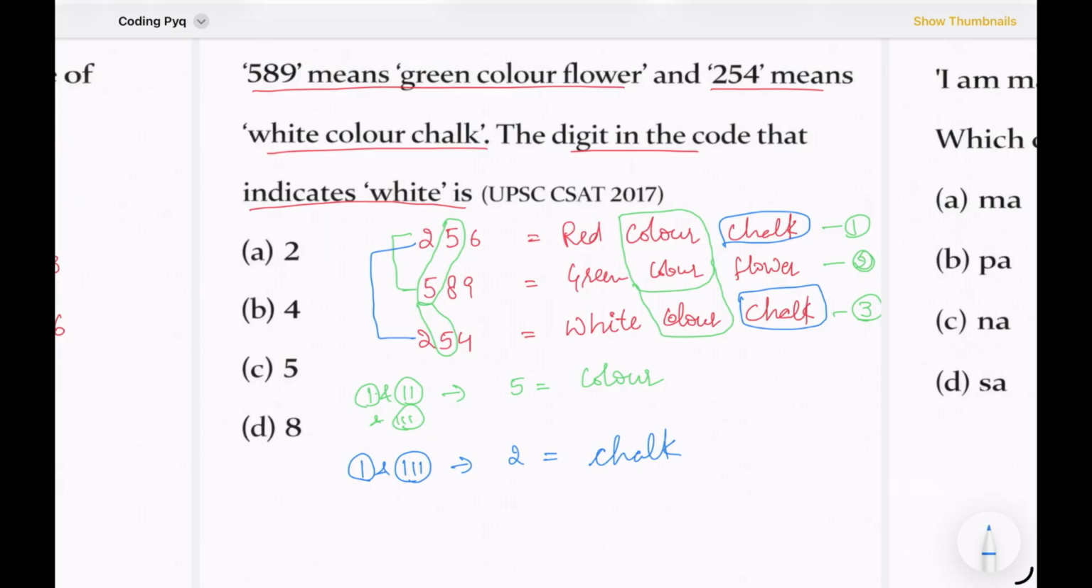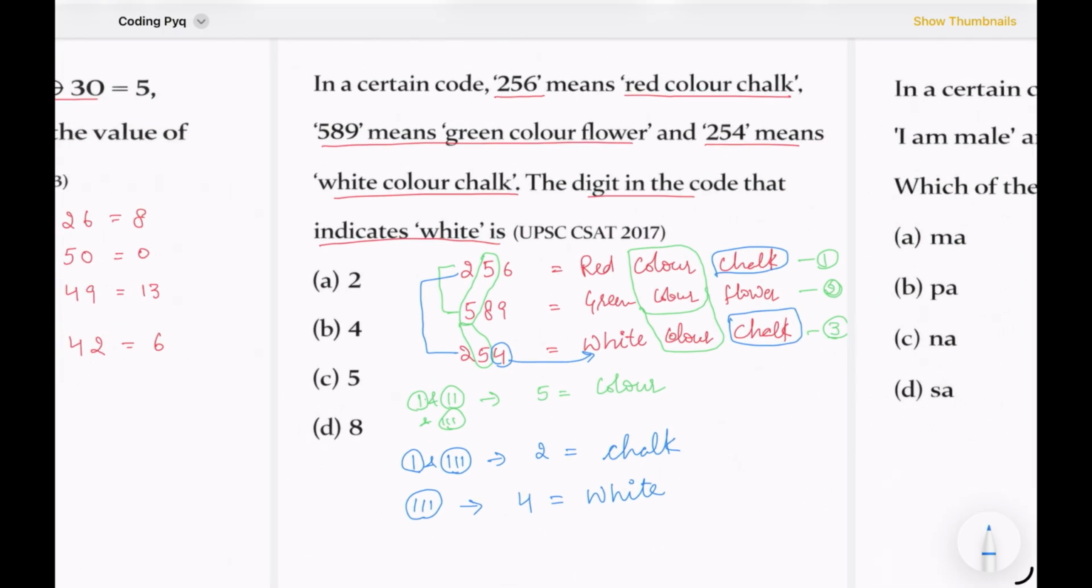Next, from third we have 2 is for chalk and 5 is for color. So therefore 4 represents white. So from the third equation we concluded that the digit 4 represents white. So B will be the correct answer.